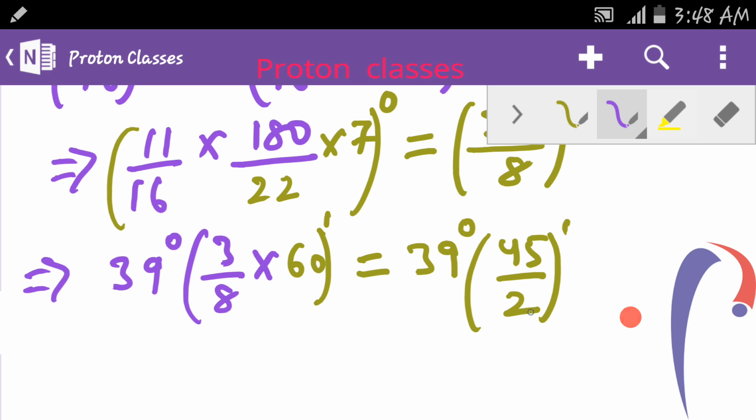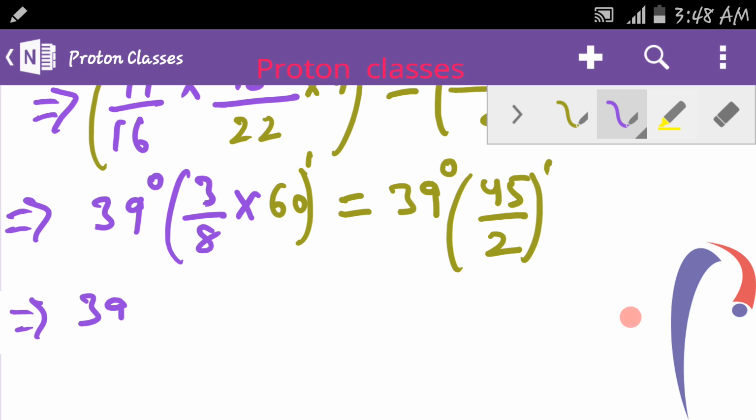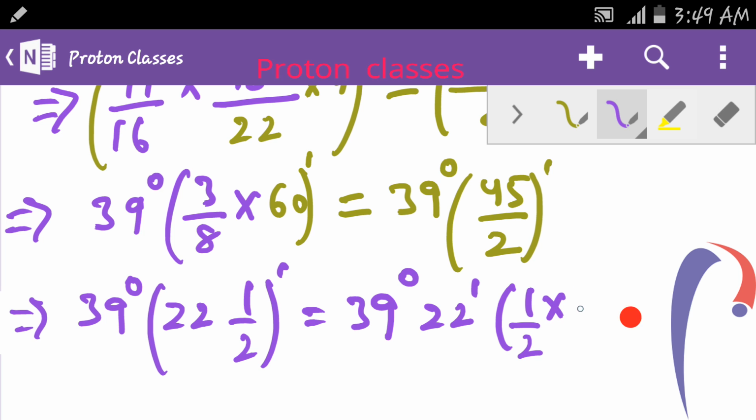Now this 45 by 2 minutes is further converted into seconds. How? Like this, 39 degrees 45 by 2. No, sorry, just convert it into a mixed fraction, like this, 22 and a half minutes. Now 39 degrees 22 minutes and half a minute is converted into seconds by how?